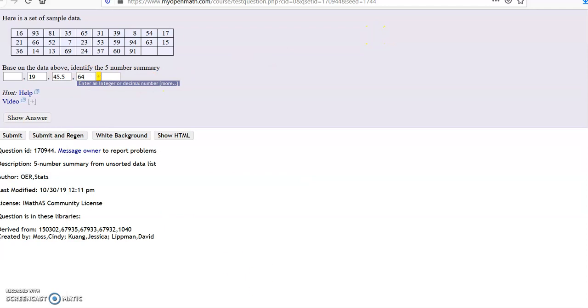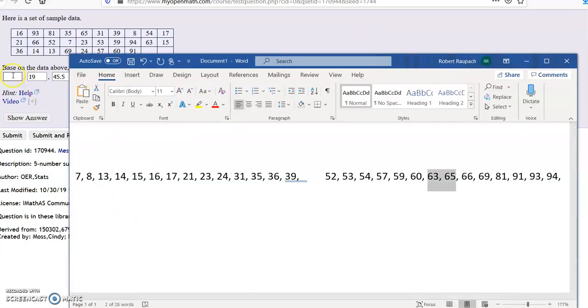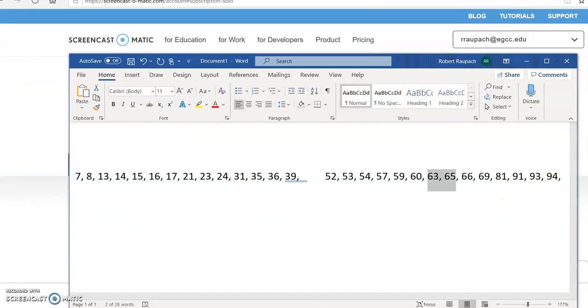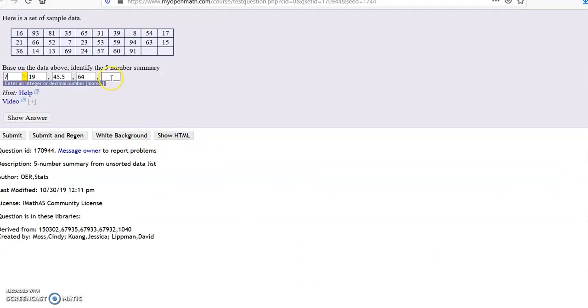And of course, as I said, your lowest number is 7. That goes here. Those are the two easiest ones. And your biggest number is 94. That goes here. Hope that helps.